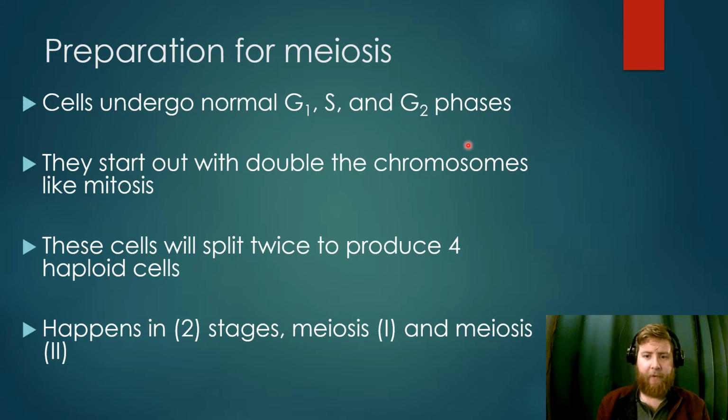Now, the difference between meiosis and mitosis: in mitosis, the cells split once to create two cells. In meiosis, these cells are going to split twice to produce 4 haploid cells. So one cell is going to split twice, and it happens in 2 stages, one we call meiosis 1 and one we call meiosis 2.